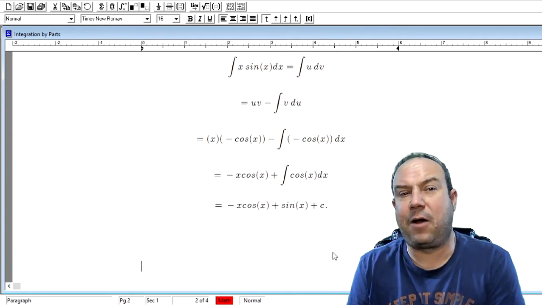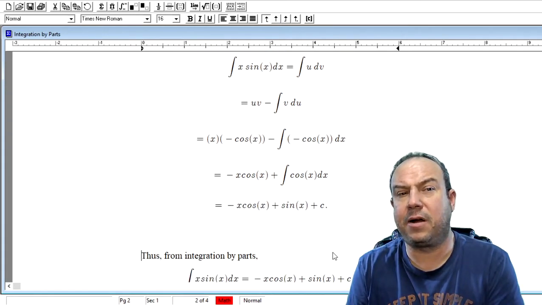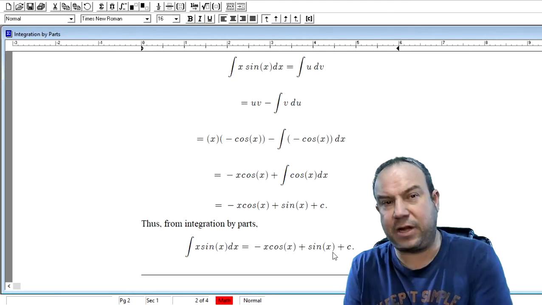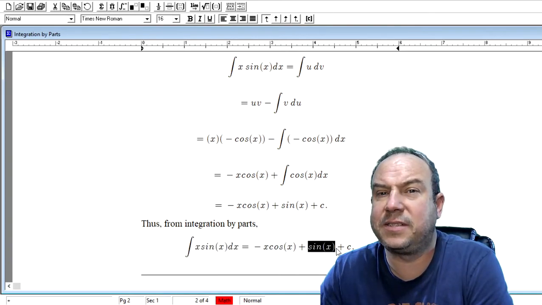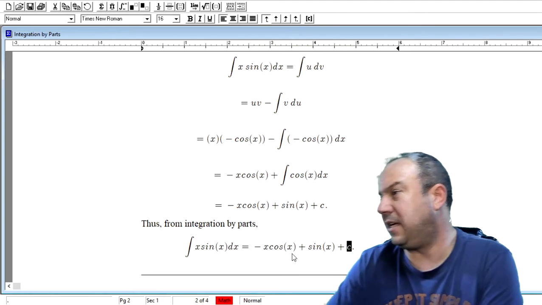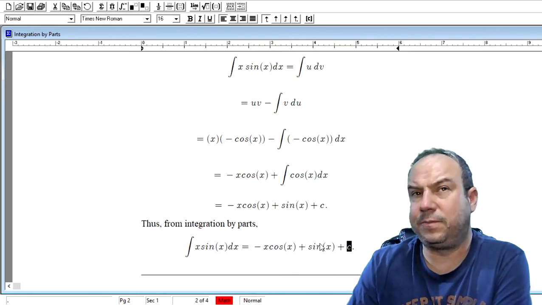That is our integration by parts. Thus, from integration by parts, the integral of x sine x dx is the opposite of x cosine x plus the sine x plus c in value.